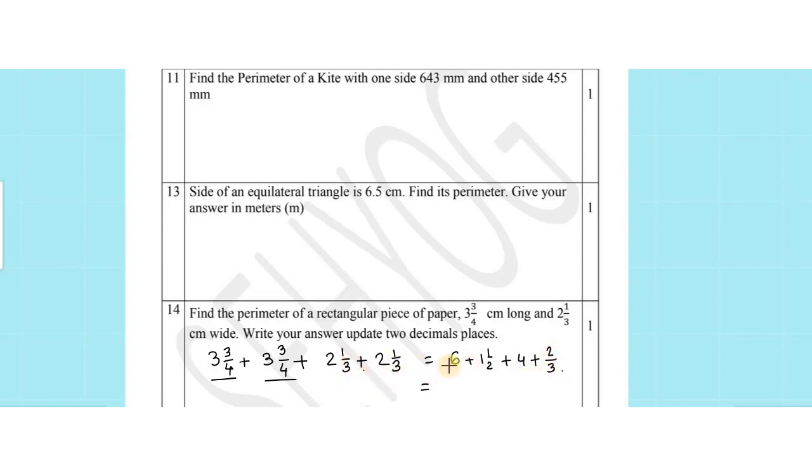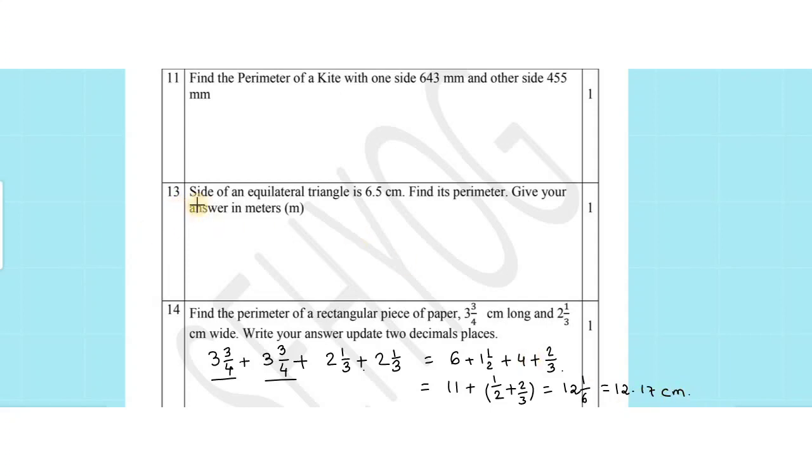We can see that there are 6 plus 1 plus 4, 11 wholes, and the half plus 2/3 fractional part gives us one more whole number and 1 by 6 parts. So together, adding them, we get 12 whole number and 1 by 6 parts. 1 by 6 is equal to 0.6666. So 12.6666, when we round it to 2 decimal places, 6 is greater than 5, so we will round it to 7. 12.67 centimeters is the answer.